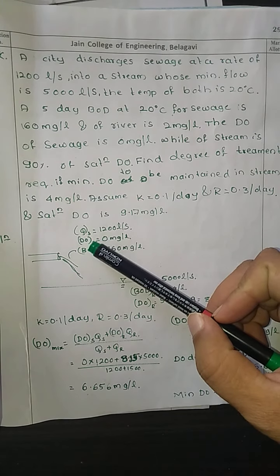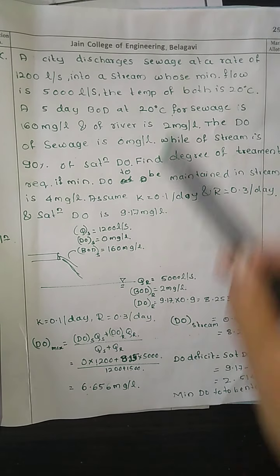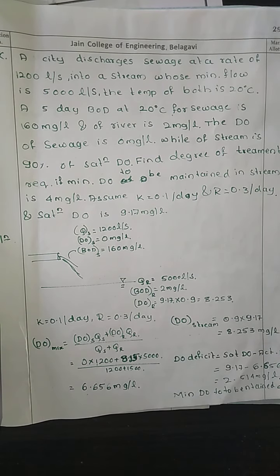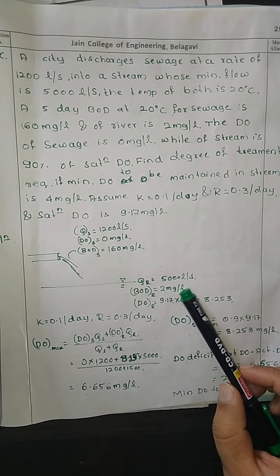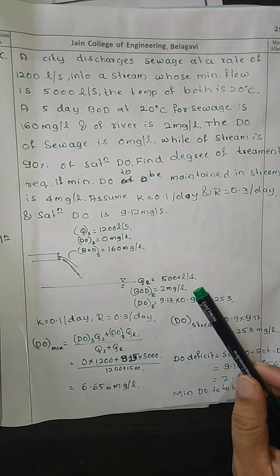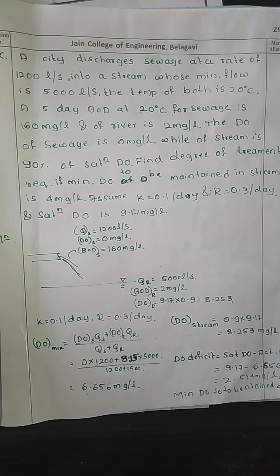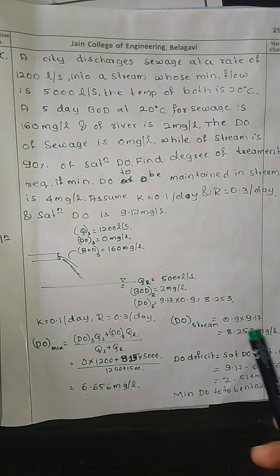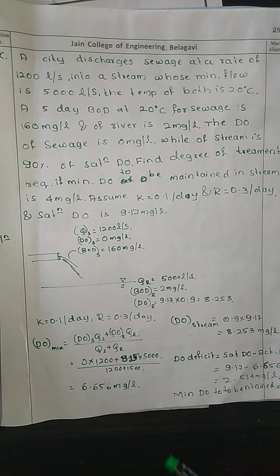So QS, the quantity of sewage, is 1200 liters per second, then the DO of the sewage is 0 as given over here, and BOD is 160 mg per liter. Then the quantity of the river water is 5000 liters per second, that is the flow, and then the BOD is 2 mg per liter, and the DO of the river, as given in the problem, we need to assume as 90% of the saturation value. So after calculating, we are going to get it as 8.253.